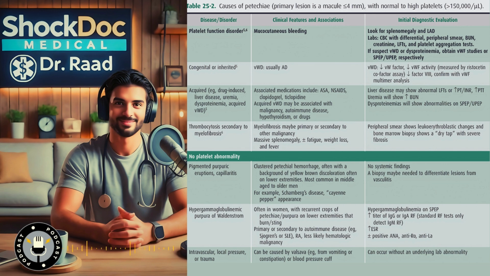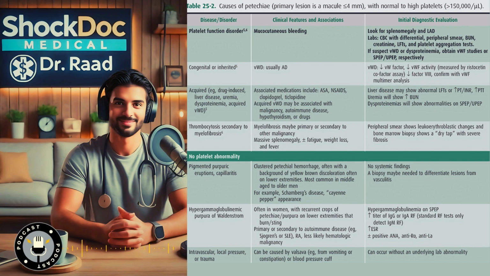Acquired conditions. These could be drug-induced, related to liver disease, uremia, or even dysproteinemias. Medications like aspirin, NSAIDs, clopidogrel, or ticlopidine are common culprits. In liver disease, abnormal LFTs with increased PT-INR or PTT are seen, while uremia will show an increased BUN. Dysproteinemias will have their own SPEP-UPEP abnormalities.